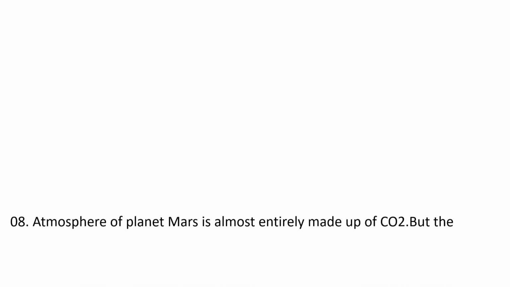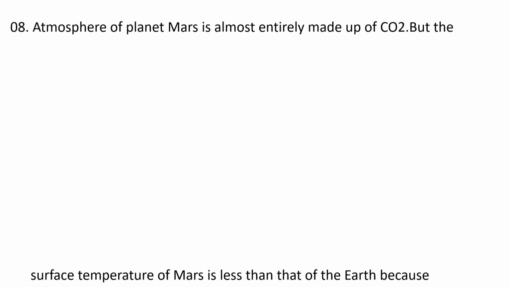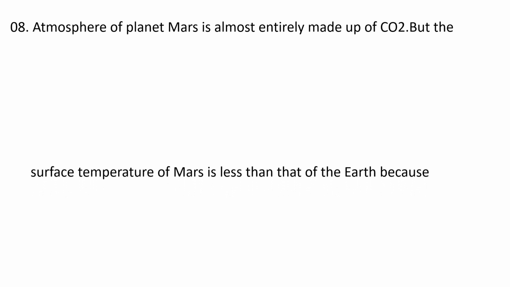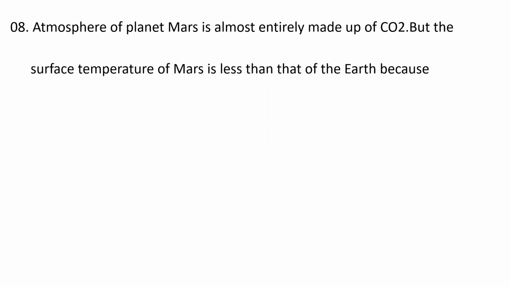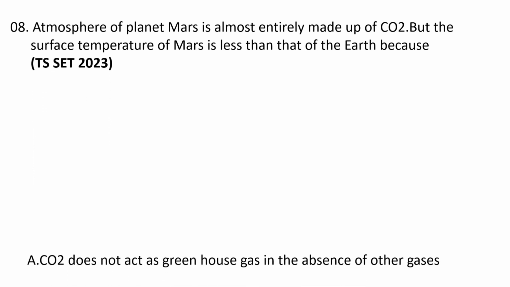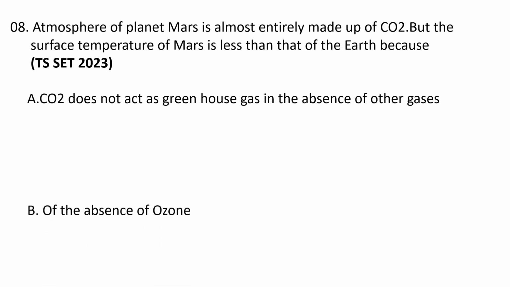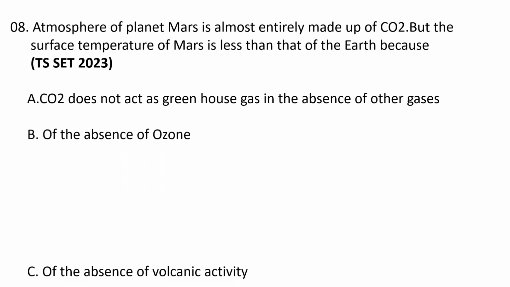Next question. The atmosphere of the planet Mars is almost entirely made up of CO2, but the surface temperature of Mars is less than that of the Earth because: A. Carbon dioxide does not act as a greenhouse gas in the absence of other gases. B. Of the absence of ozone. C. Of the absence of volcanic activity. D. Mars has a larger orbit than the Earth.